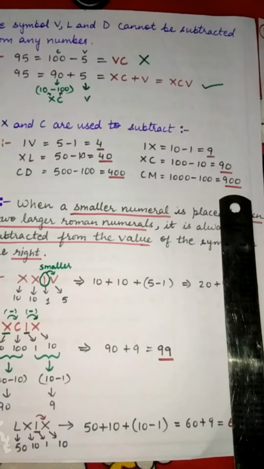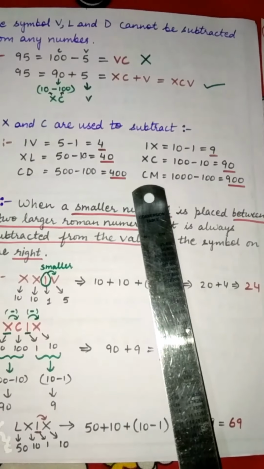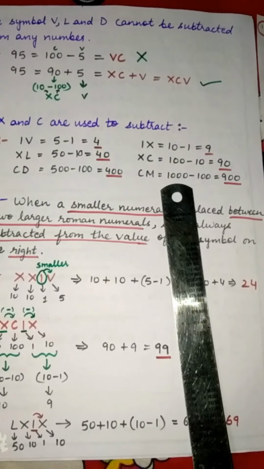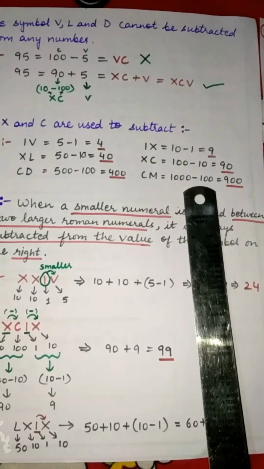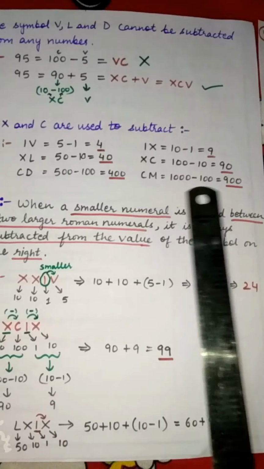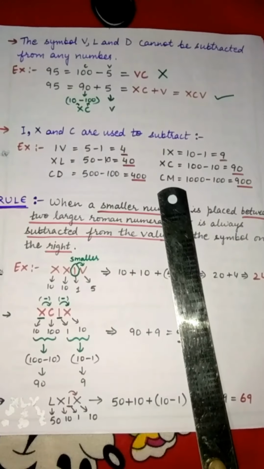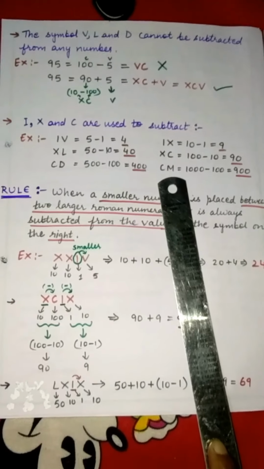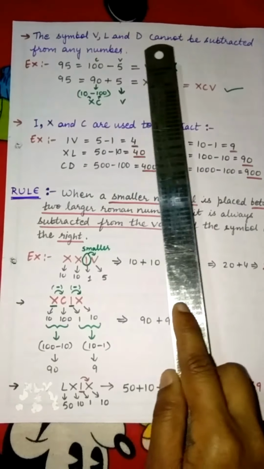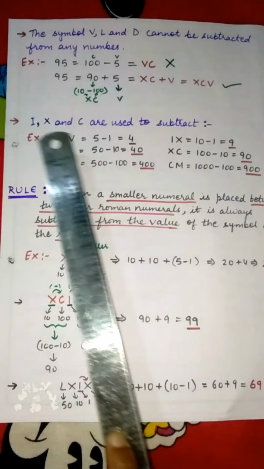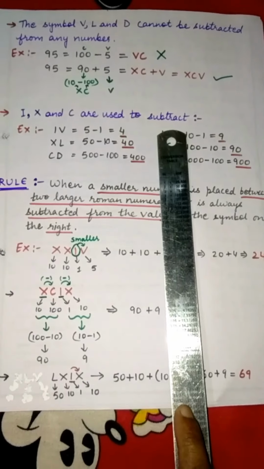If you have to write 900, you will write CM. M is the symbol of 1000 and C is the symbol of 100. 1000 minus 100 is 900. So it will be written as CM. So in this way, you will use this rule of subtraction. It shows that the symbols V, L, D cannot be subtracted and I, X, C are used to subtract.